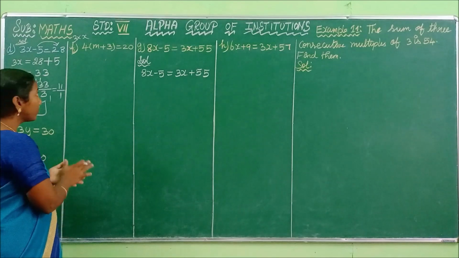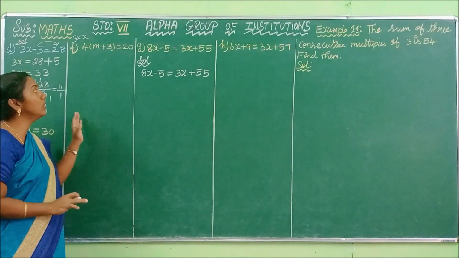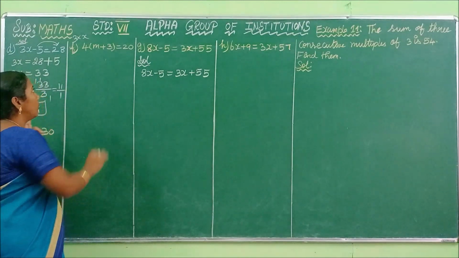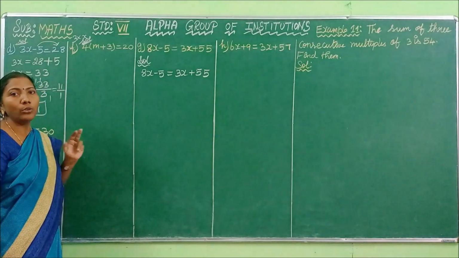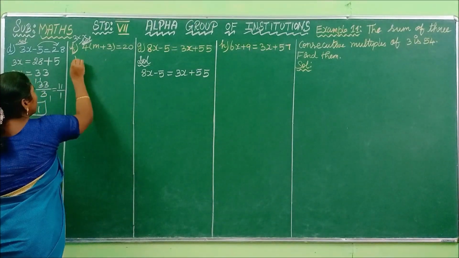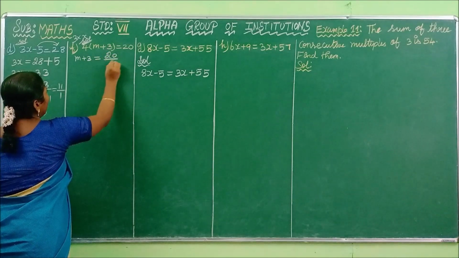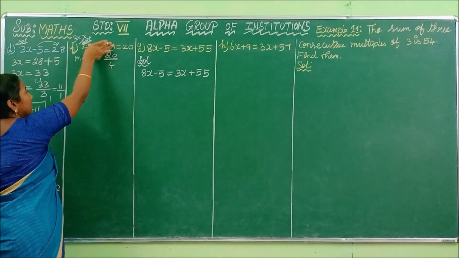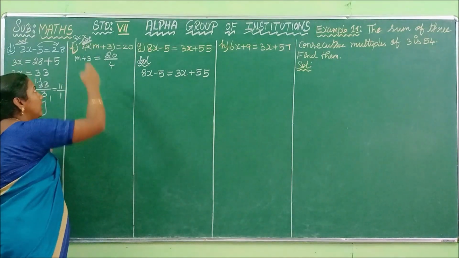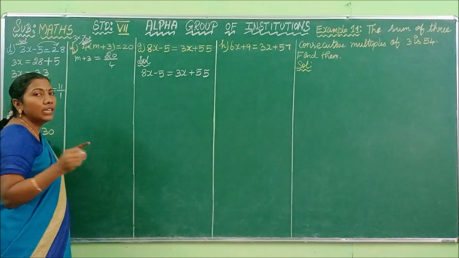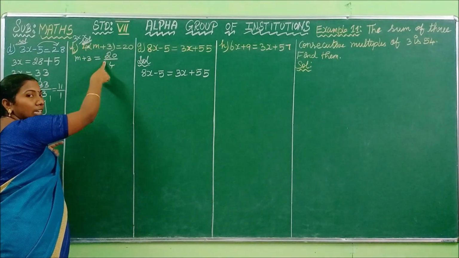See the next one. 4 into (m plus 3) equals 20. We can do this sum in two methods. First I am doing the first method. I take the question in the solution part. 4 into (m plus 3) equals 20. First I am bringing this 4 to the RHS because along with m plus 3, the 4 is in the process of multiplication. So while you are bringing a term from LHS to RHS, its sign is reversed. So multiplication is reversed here as division.